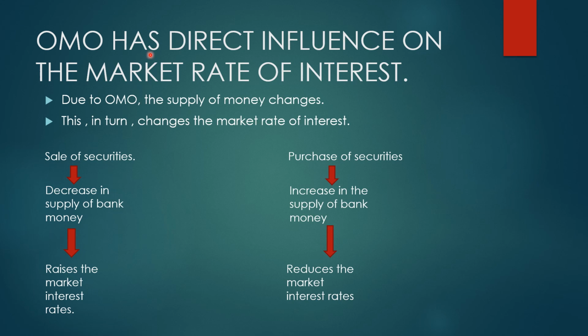Next. See, OMO has a direct influence on the market rate of interest. Due to OMO, the supply of money changes. We just discussed it at length. This in turn changes the market rate of interest. Let's see, when the sale of securities happens by the central bank, a decrease in the supply of bank money happens, which leads to a rise in the market rate of interest. So when the central bank sells the securities, the bank money with the commercial banks will decrease. The supply curve moves inward, which in turn will raise the market rate of interest. And this is exactly what happens here. When the central bank purchases the securities through OMO, there is an increase in the supply of bank money, which will reduce the market rate of interest.